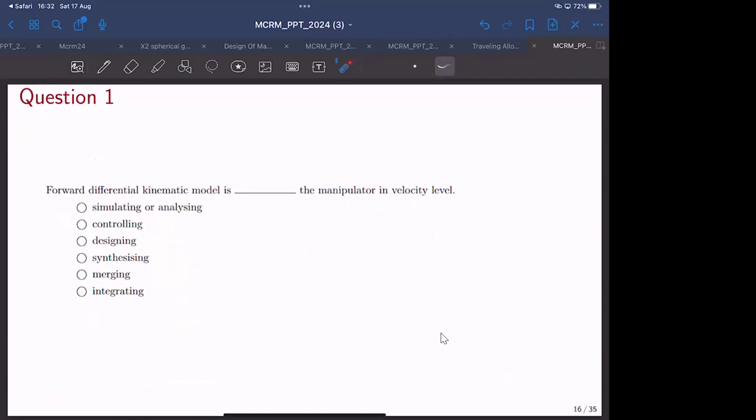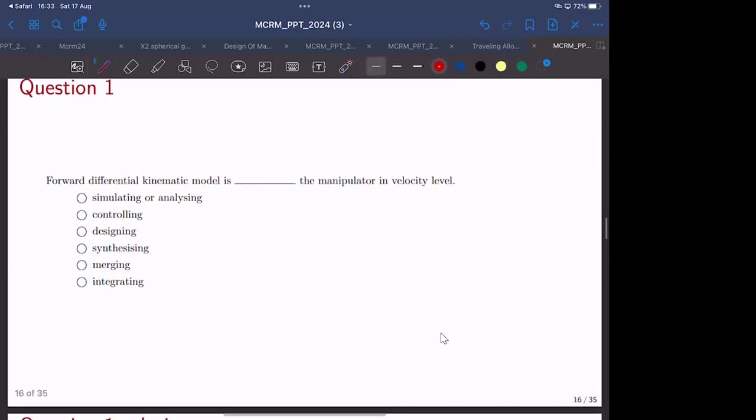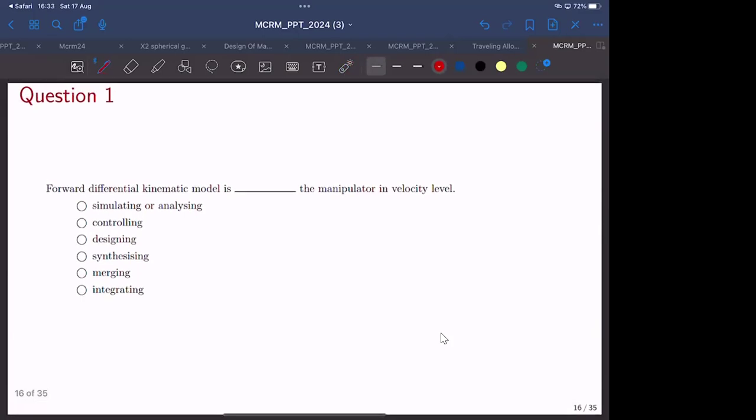So the first question is, the forward differential kinematic model is dash the manipulator in velocity level. It is basically asking for the definition of the forward differential kinematic model. So which is the correct answer? Is it simulating, or controlling, designing, synthesizing, merging, or integrating? If the participants are still there, you can respond. Otherwise, I shall give the answers myself.